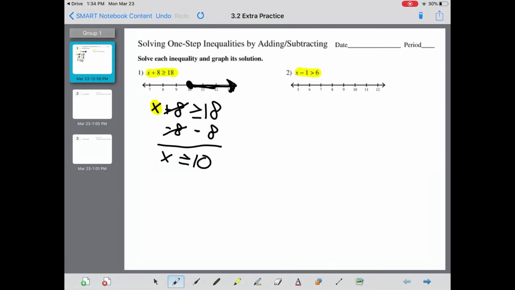Okay. We're going to do a similar process for number 2. We have x minus 1 is greater than 6. To isolate x, it's being subtracted by 1 right now, so we need to add 1 to both sides. We get x is greater than 6 plus 1 is 7. So an open circle on 7, and values greater than 7 are to the right.